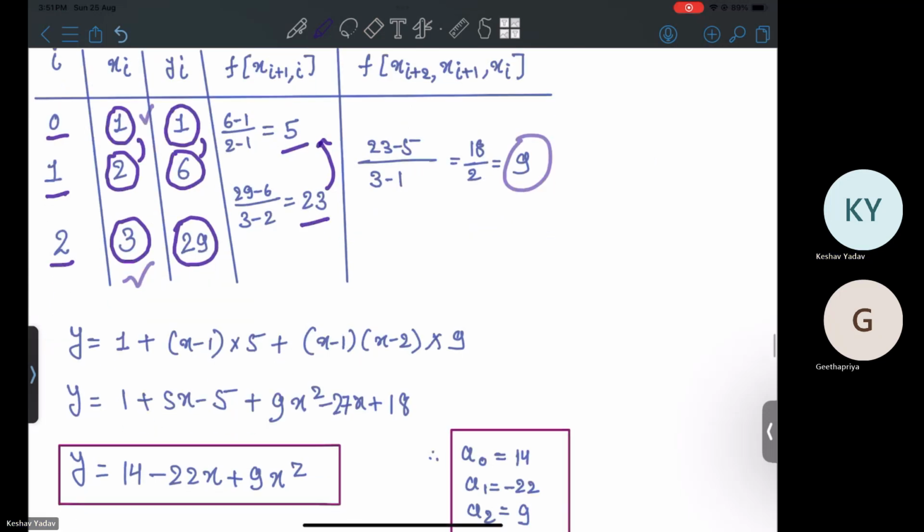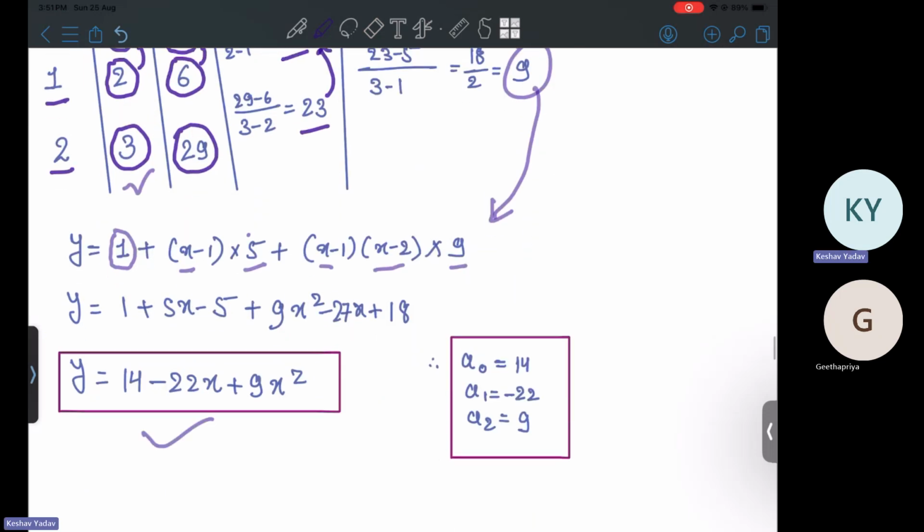Okay. Now simply you put these values, y0 is 1, so put here 1. Then this f of x1 comma x0, that is 5. Then 5 times x minus x0, which is 1, so simply 1. Then x minus x0, x minus x1, put the value, and this value you put here, then you will get the expression for y. This expression is y equal to 14 minus 22x plus 9x squared, which means what? a0 equal to 14, a1 equal to minus 22, and a2 equal to what? a2 equal to 9.